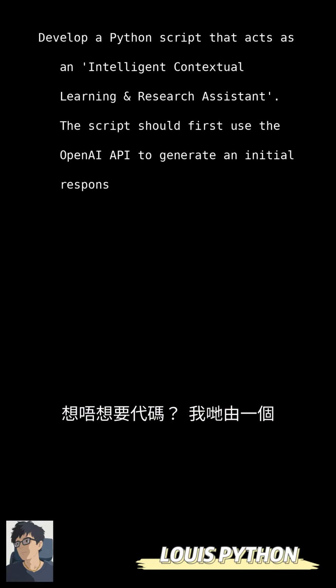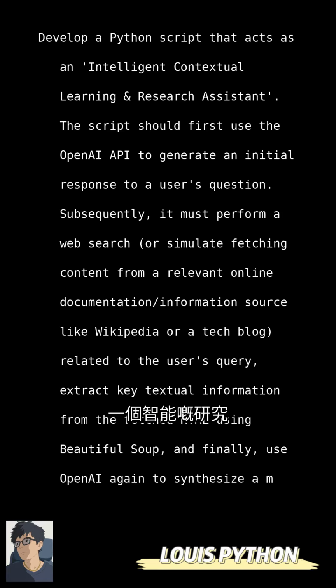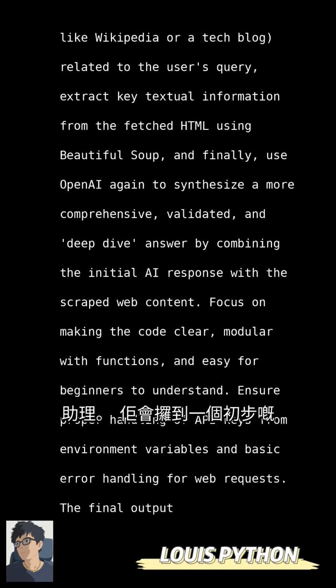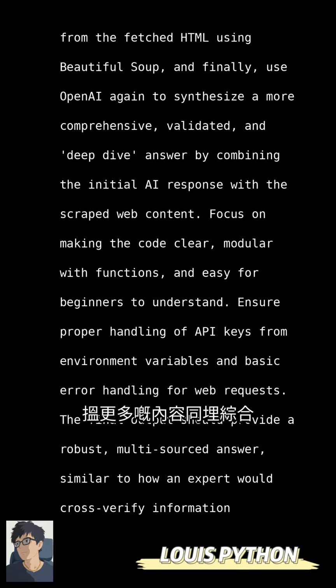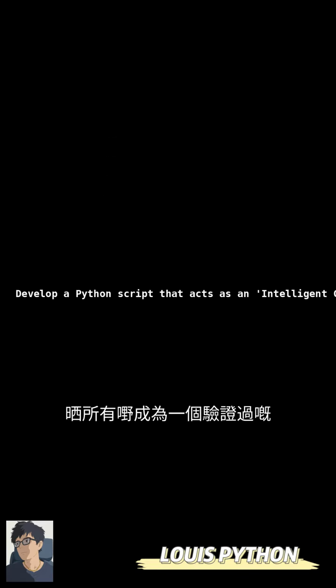Want the code? We're starting with a vibe prompt to build an intelligent research assistant. It gets an initial AI answer, hits the web for more context, and synthesizes it all into one verified, deep dive response.